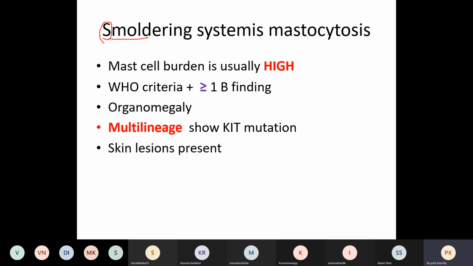Now smoldering. Smoldering was what I told. This is a naughty guy, but in front of everybody he shows like I'm very innocent. So here the tumor burden will be very high. First he has to fulfill your WHO criteria to call it a systemic mastocytosis, right? Then you should see more than one B finding. So what are the B findings? Can anybody revise for me? B symptoms and C symptoms.